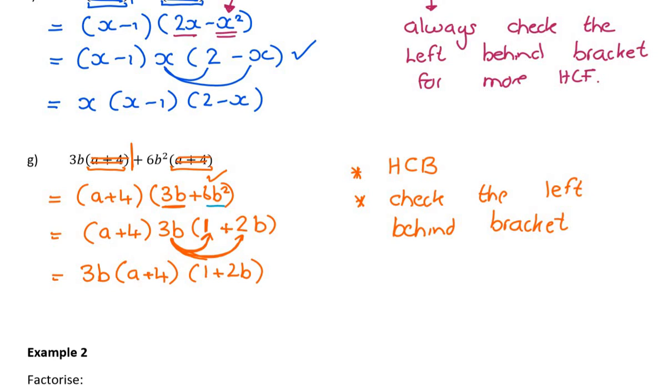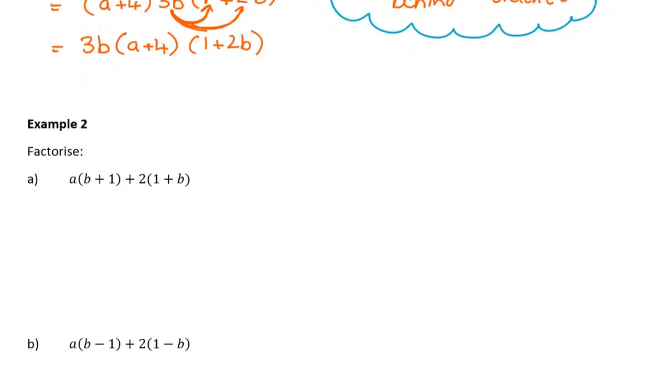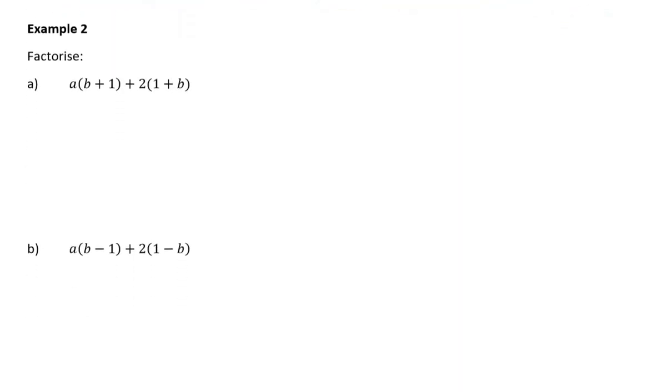So just to summarize, what we need to have learned from example number 1 was the idea that a bracket, as long as it is identical, can act as a highest common factor. So we take it out first and we form a left behind bracket. The only thing we must remember to do is check the left behind bracket for more highest common factors. Right, so that's example 1, which is meant to teach us about highest common bracket.